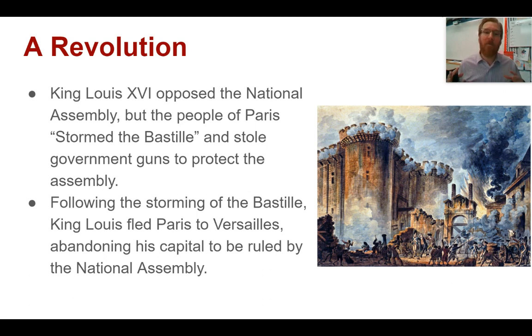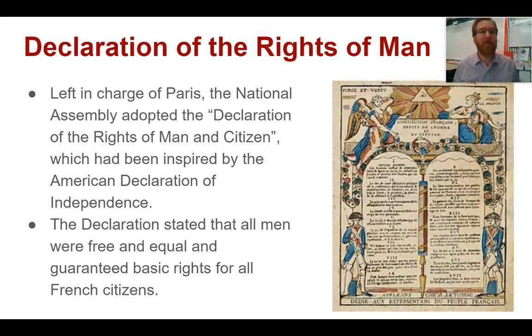And when it looks like the king is going to move against the national assembly, the Parisians rise up and they storm the Bastille. The Bastille is this fortress slash prison in Paris, known to have a lot of weapons in it. They attack this prison, they take the weapons, and now the people of Paris are armed. They can defend the National Assembly against the king. Well, the king gets nervous. He's outnumbered. Paris has turned against him. So he flees Paris to the royal estates out at Versailles and abandons his capital to basically be ruled by the National Assembly for a time.